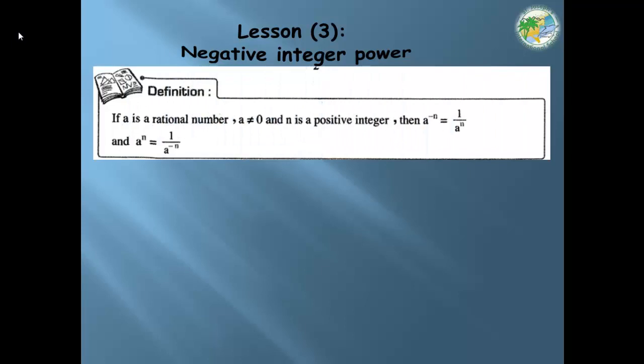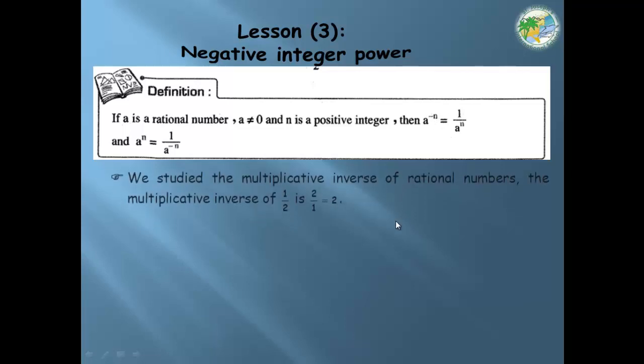Definition: if a is a rational number, a not equal 0, n is a positive integer, then a power negative n equals 1 over a power n, and a power n equals 1 over a power negative n. Then if we have a negative sign, we can change the place of a power n. Numerator changes into denominator. Okay?